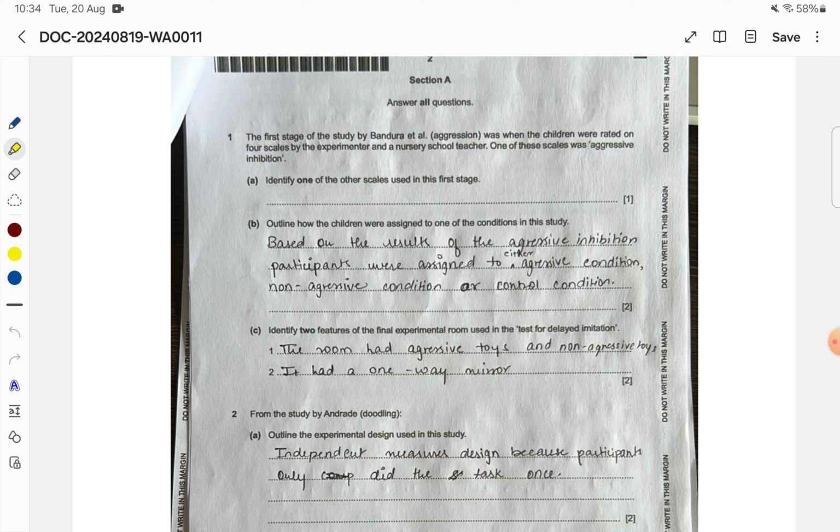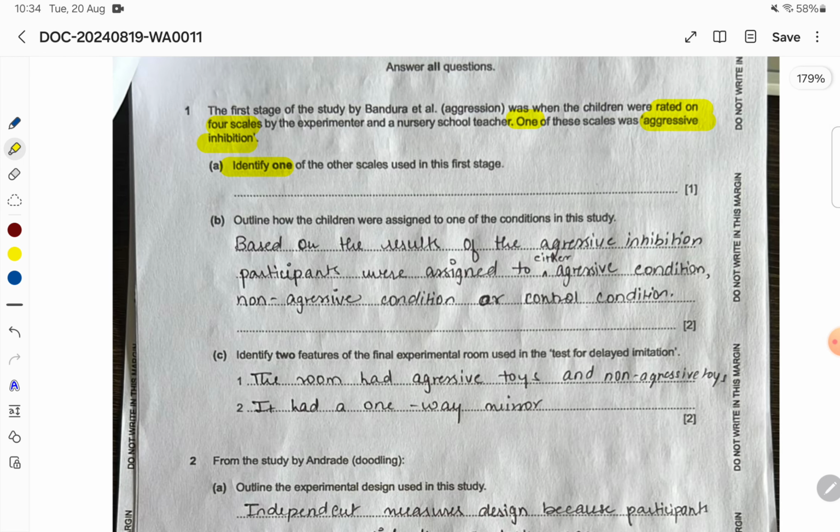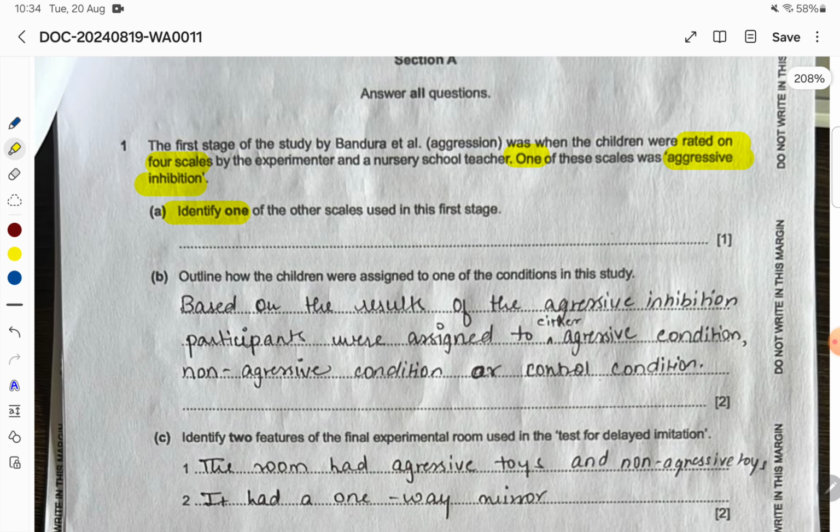Okay, the first question that came in this paper was, the first stage of the study by Bandura et al. was when children were rated on 4 scales by the experimenter and a nursery school teacher. One of these scales was aggressive inhibition. Identify one of the other scales used in the first stage. The student has completely left this answer blank, which is of course going to lead her to a score of 0.